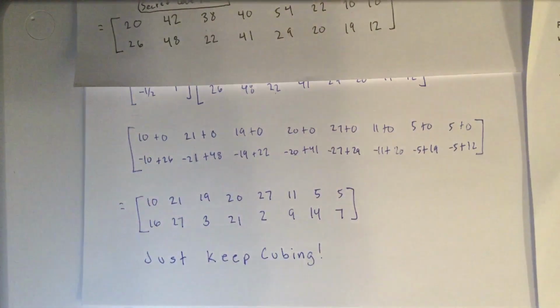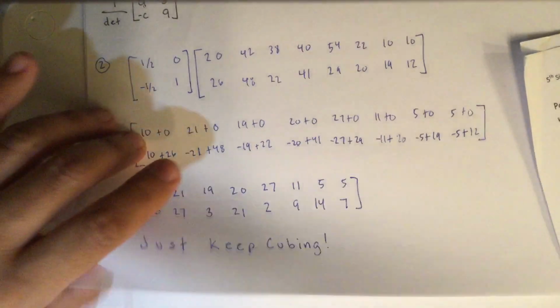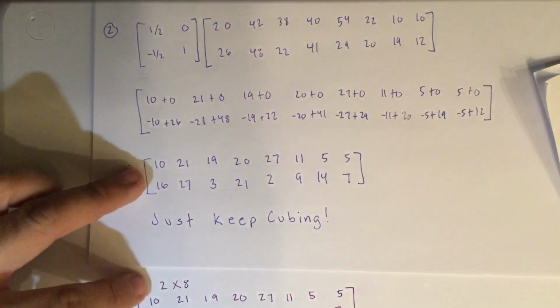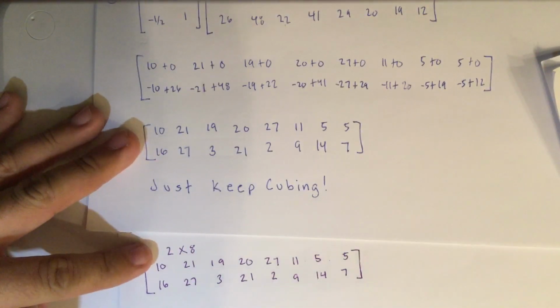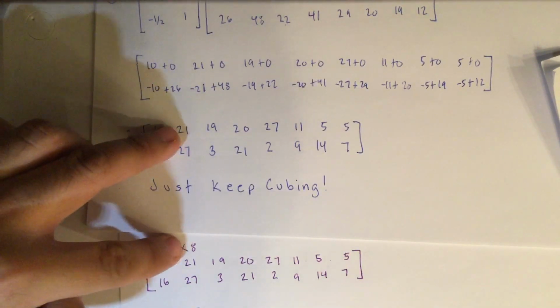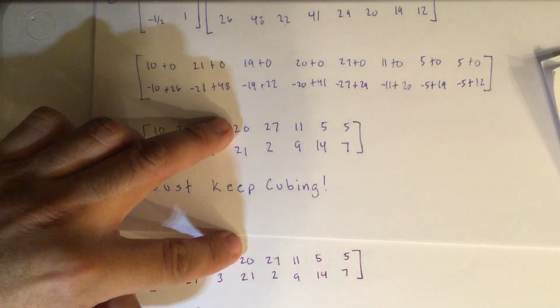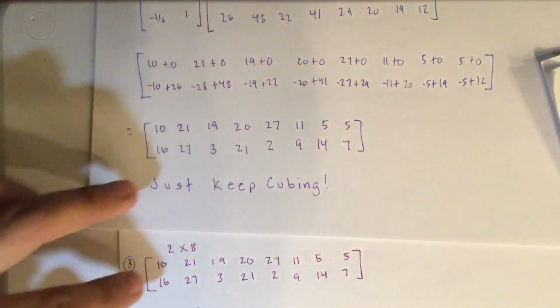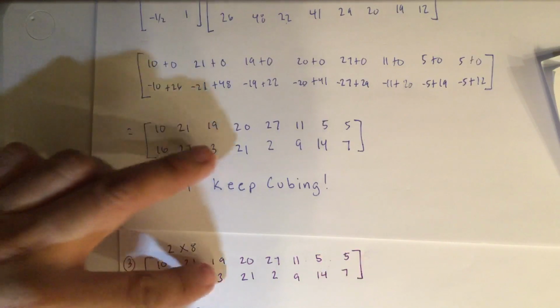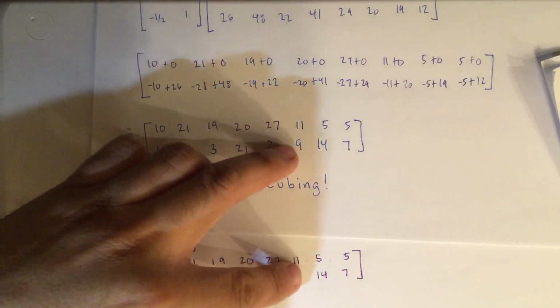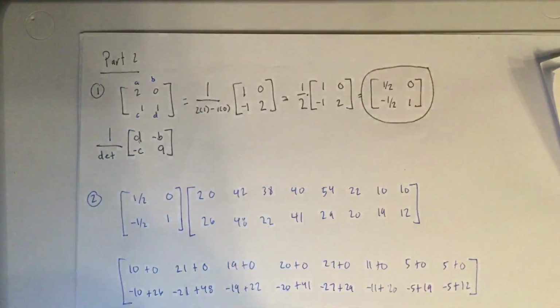And there you go. So all that work, so I encoded it and then I decrypted it, and the code did work out. So when I multiplied it all out, it came to this, which if I compare it back to my original, they should be the same. Make sure you can see this. So it was 10, 21, 19, 20, 27, 11, 5, 5, 16, 27, 3, 21, 2, 9, 14, and 7. So this is all the work you'd have to show to get full credits.